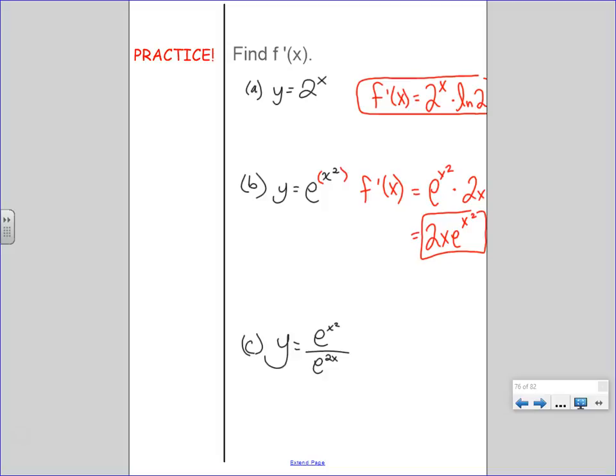Oh, look at that last one. What are we going to do to it? We kind of do it 2 ways. We could do quotient rule. Or we could rewrite and say, wait a minute, like bases? Couldn't we subtract the powers? E to the u times u prime.